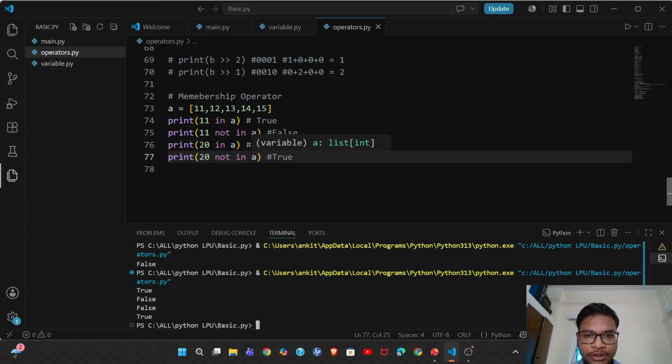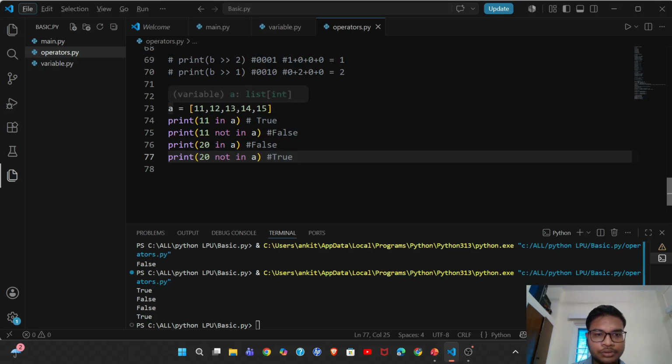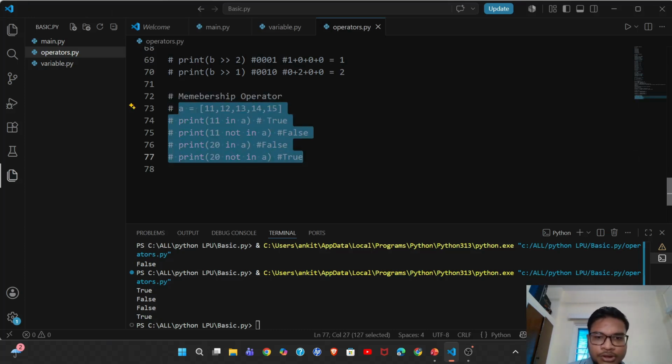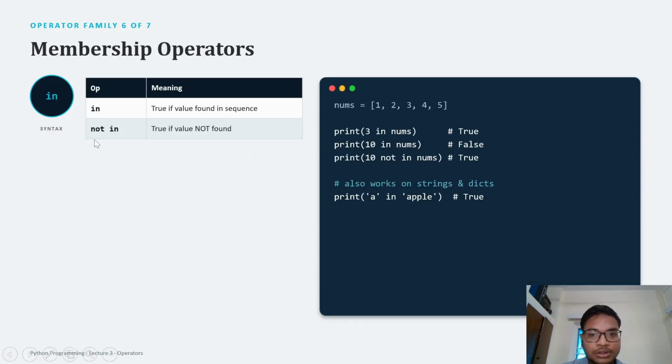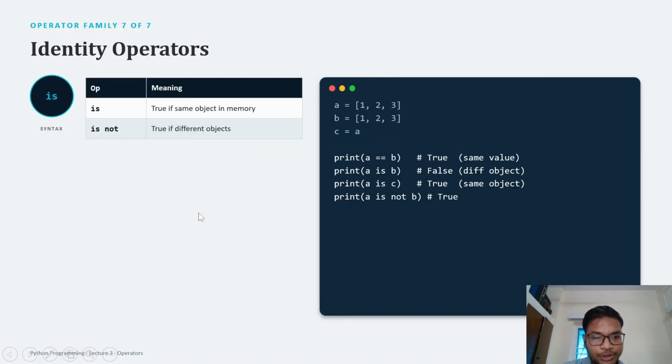If you clearly understand, let's move to our next and last operator. First of all, just comment out here because we will deal with the next operator. So let's move to our next operator. I think it's all done. So let's move to our next operator, that is the identity operator.